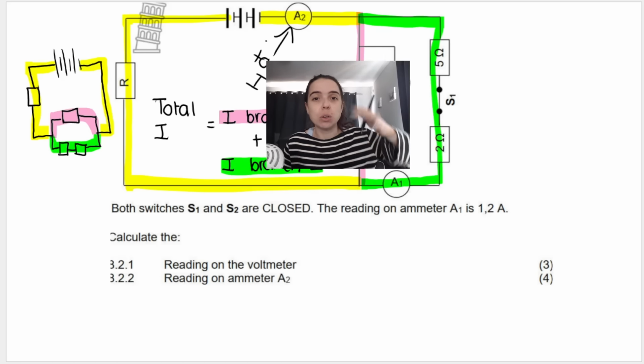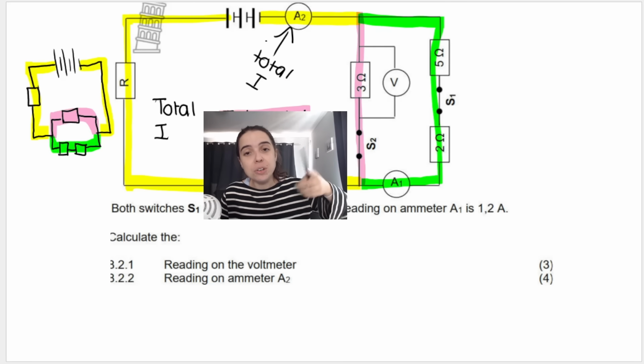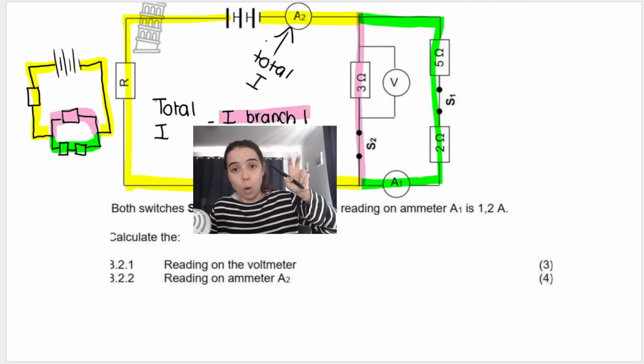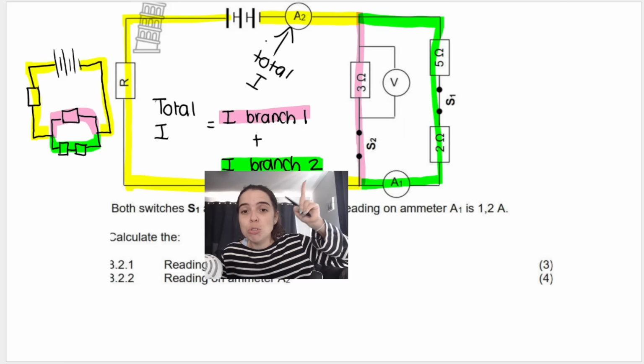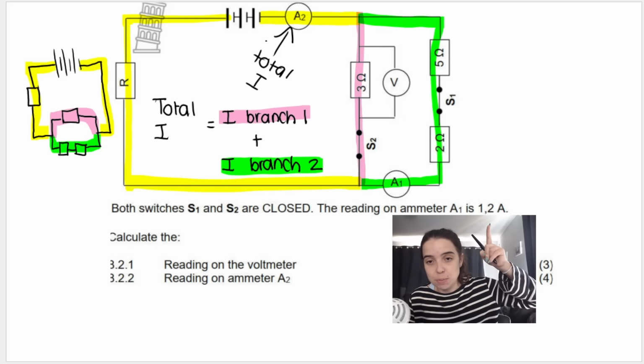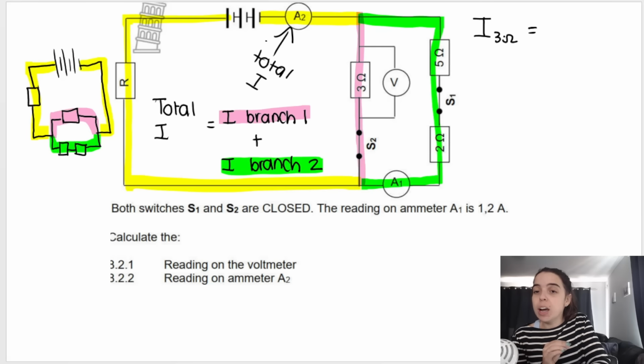So in order to find the answer for A2, which is the total current, I first need to work out the current in branch 1. I've called it branch 1, the pink branch. And then I add it to the current in branch 2, which was given to me, and then I can get my answer. So I'm writing here that the current through the 3 ohms is equal to V divided by R.